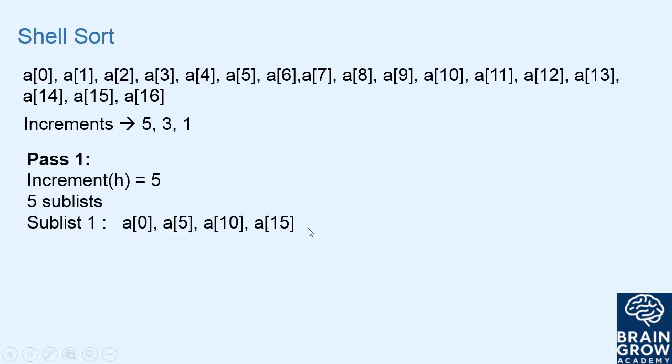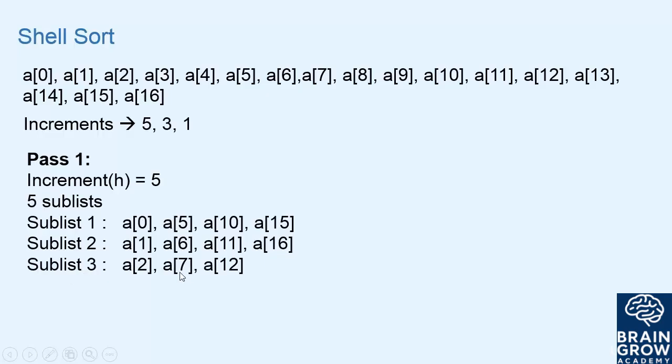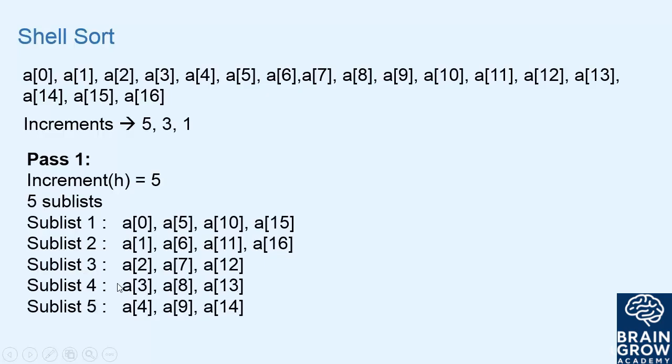The sublist 1 is this. It starts from A0 and all the elements are at a distance of 5 from each other. Sublist 2 is this. The first element is A1, and again all elements are at a distance of 5 from each other. This is sublist 3, starts from A2. This is sublist 4, and this is sublist 5. Now all these sublists are sorted using insertion sort.